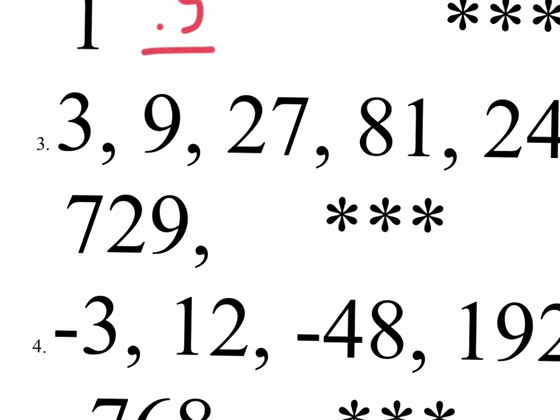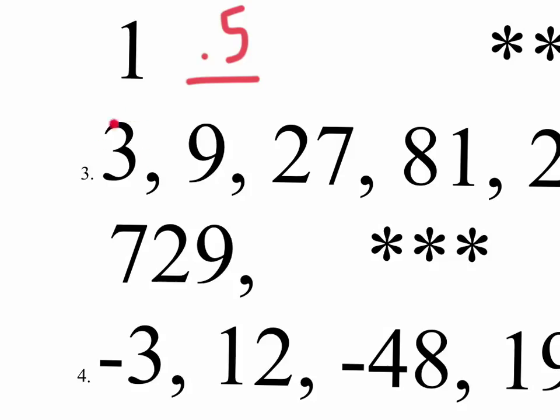Let's take a look at this next sequence. I see we've got 3. We're starting with 3, and then it jumps to 9, and then 27, and then 81. And in this case, they're getting bigger, they're growing, and they are multiplying by 3 each time.